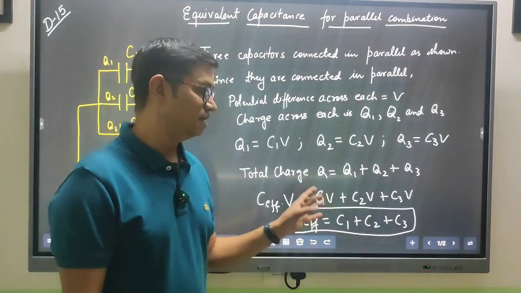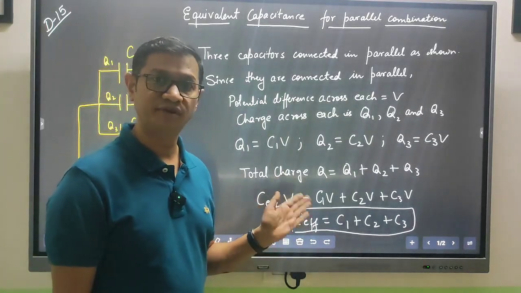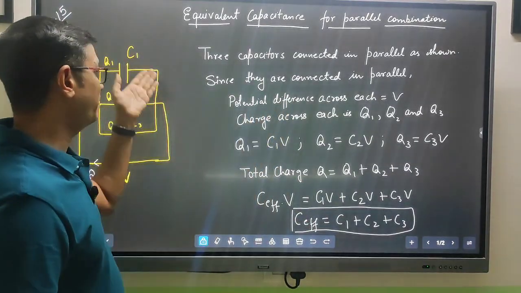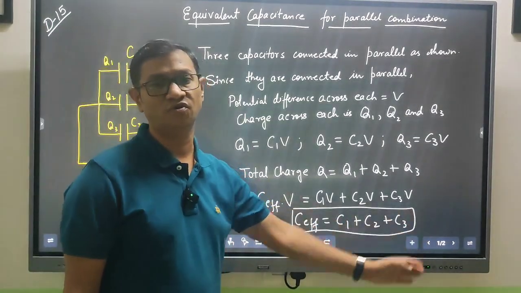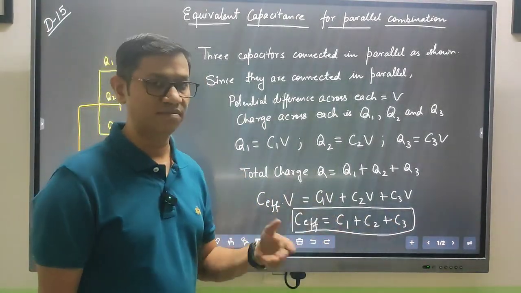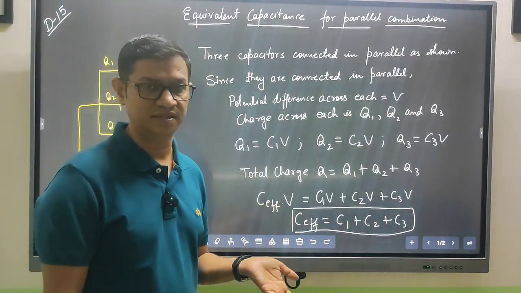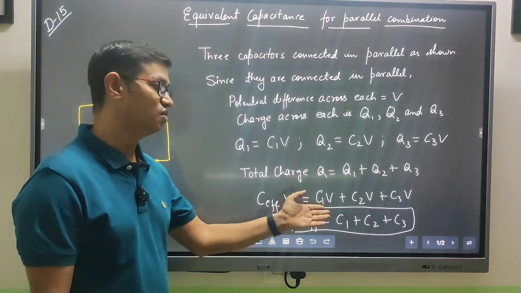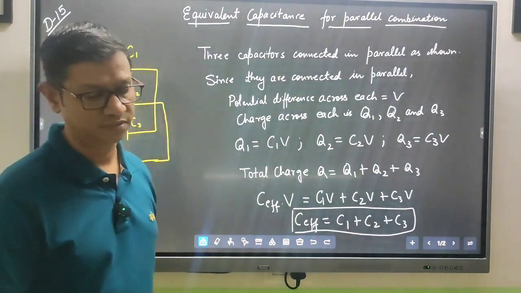Though we have derived this for three capacitors, it can be easily extended. You can imagine there's one more capacitor, this will be plus C4. So this is derived for 3, but it can be extended for n capacitors like this. That is the equivalent capacitance or effective capacitance for parallel combination. Thank you very much.